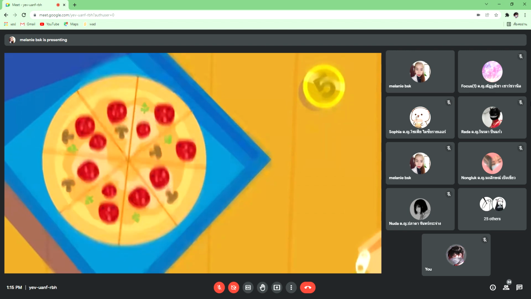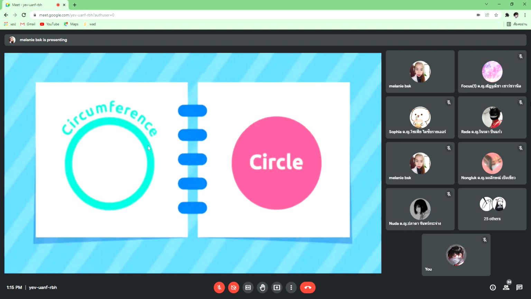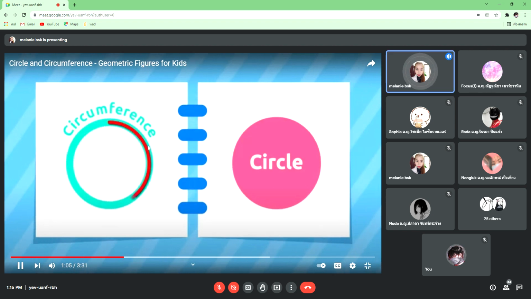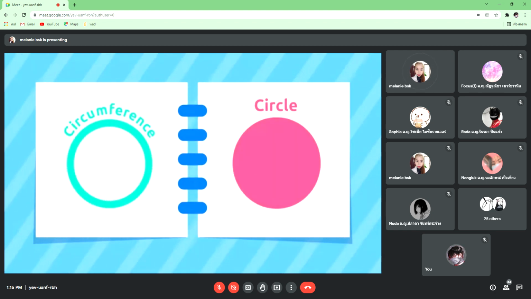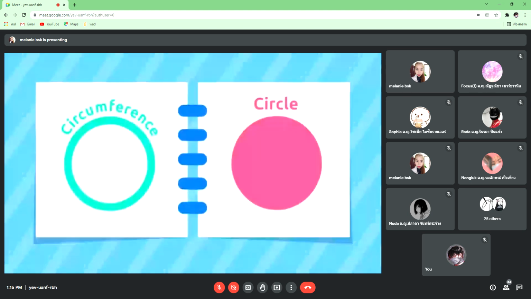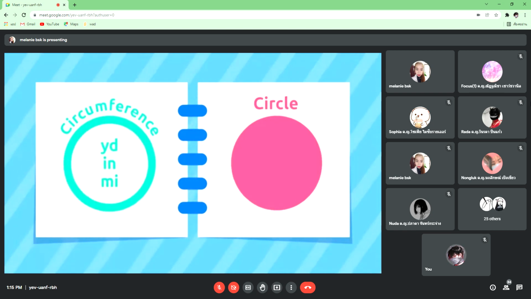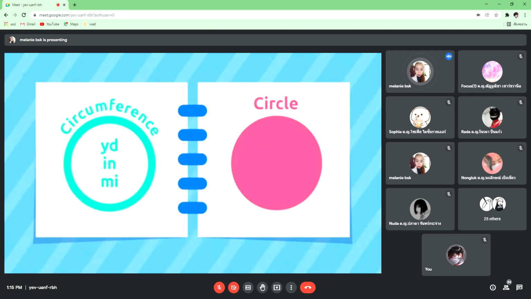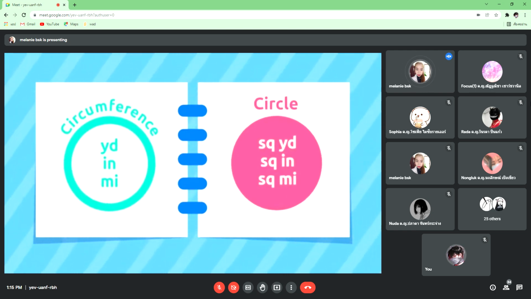The difference between a circumference and a circle is that the circumference is the line around the circle. In other words, the circle is inside of the circumference. As you have been able to see, the circumference is a line. That's why we measure its length in yards, inches, or miles. However, the circle is a plane figure. That's why we measure its surface in square yards, square inches, or square miles.